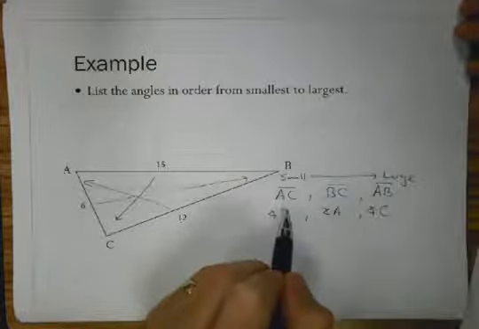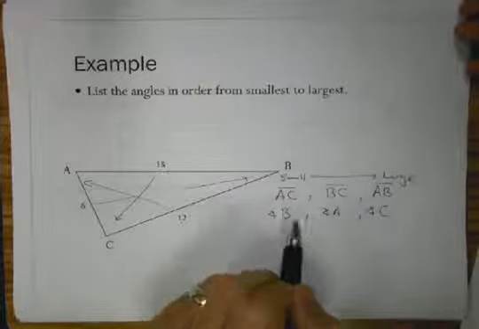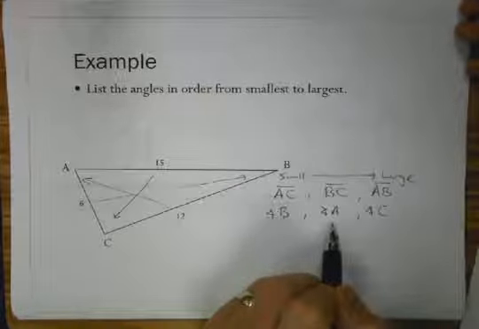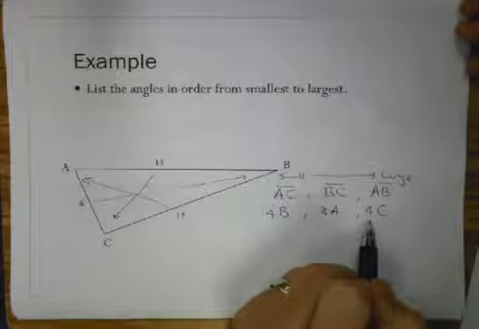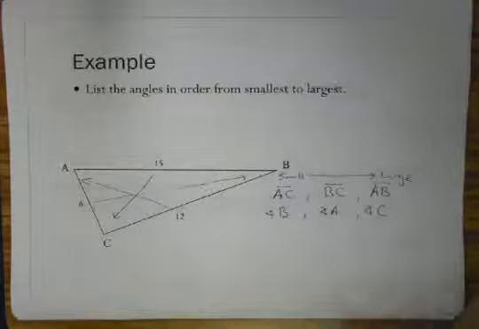Now let's take a second and notice here that if I have letters AC, its opposite angle is the letter not used. BC, opposite angle, is the letter not used. AB, the opposite angle, is the letter not used.